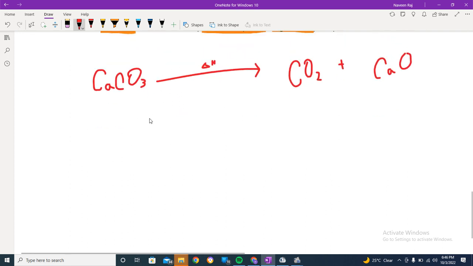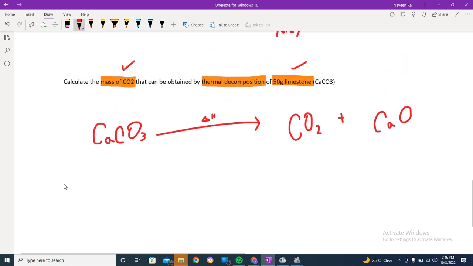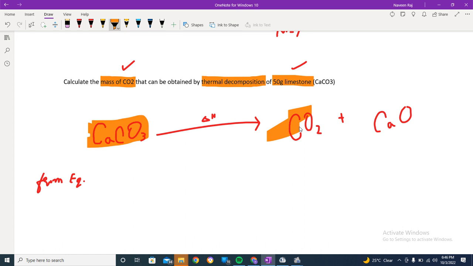Like over here, I've got steps. First of all, we're writing from equation. First of all, we need to derive the data from the equation we have made. Do remember that we are only involved in this CaCO3 and CO2. The calcium oxide I've just written as produced, but we are not in need of that.